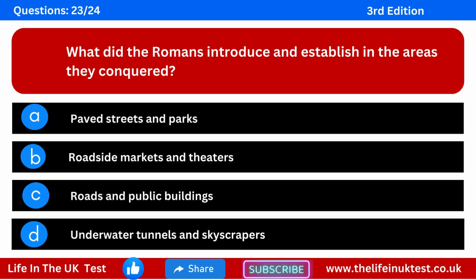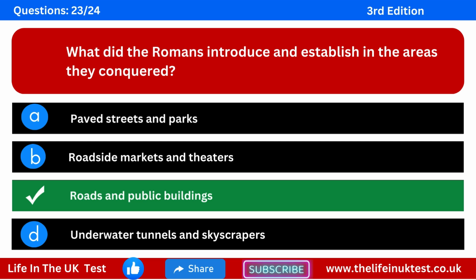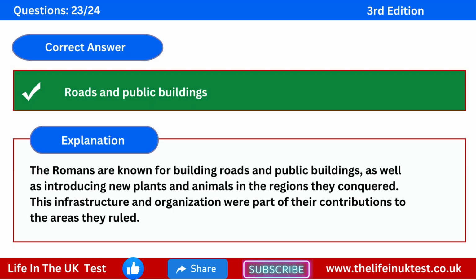Question 23. What did the Romans introduce and establish in the areas they conquered? Option A. Paved streets and parks. Option B. Roadside markets and theatres. Option C. Roads and public buildings. Option D. Underwater tunnels and skyscrapers. The correct answer is roads and public buildings. Explanation: the Romans are known for building roads and public buildings, as well as introducing new plants and animals in the regions they conquered. This infrastructure and organisation were part of their contributions to the areas they ruled.